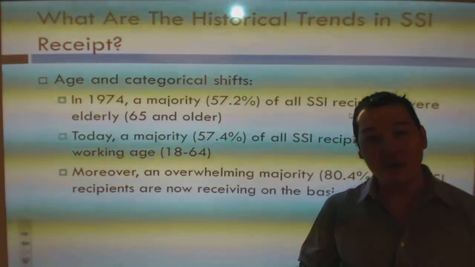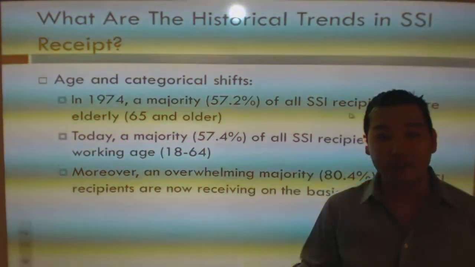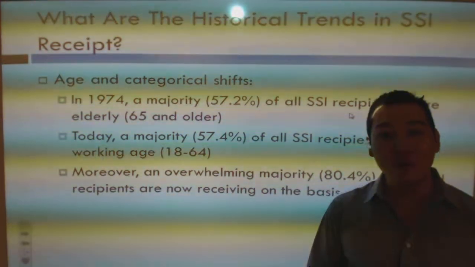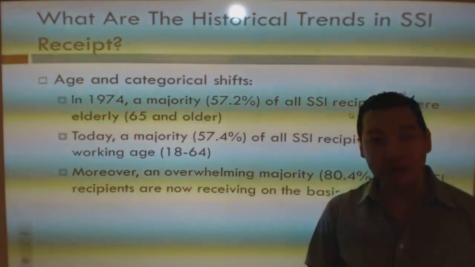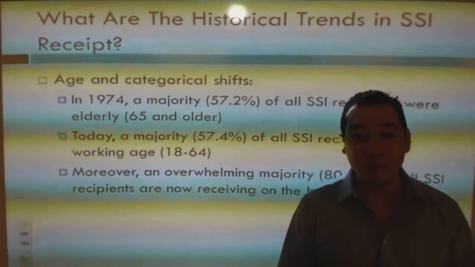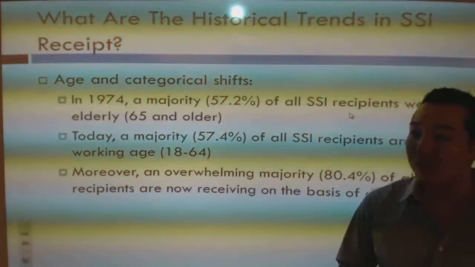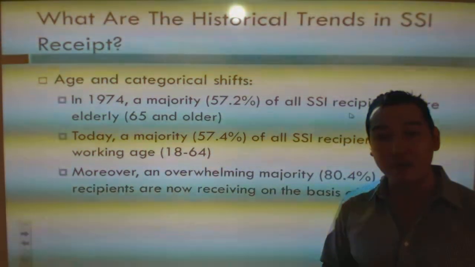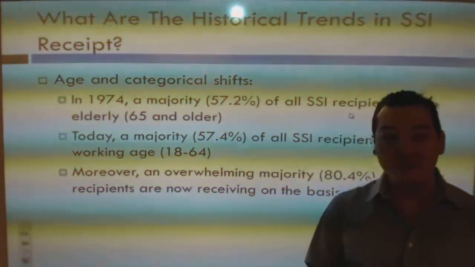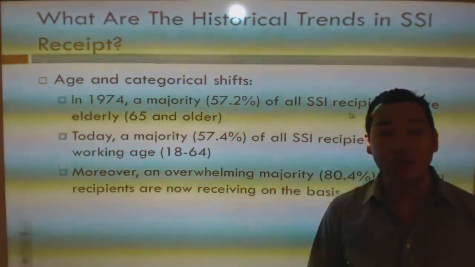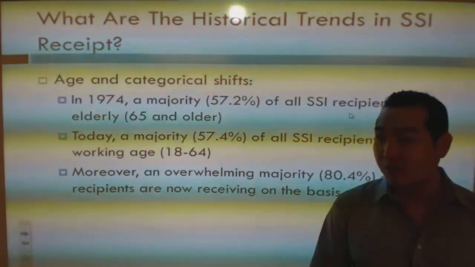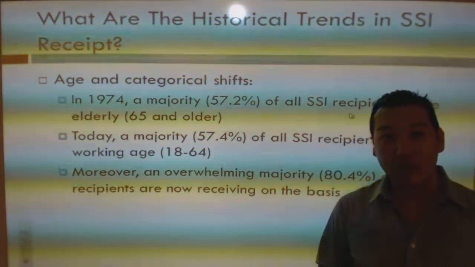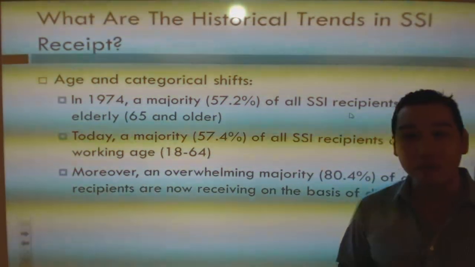Looking not just across states but across time at the people receiving SSI: when the program was first implemented in 1974, it was mostly a program for seniors, intended to help them supplement their Social Security income. Initially 57.2% were 65 and older, or receiving benefits on the basis of that category. But today, the vast majority of SSI recipients are persons with disabilities. Upwards of 80% of recipients qualify on the basis of disability. So this is a program that has morphed into a program primarily for persons with disabilities today.